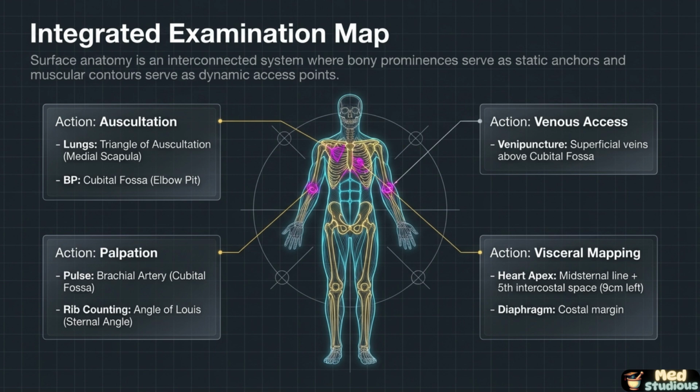For palpation, the brachial pulse is found in the cubital fossa, and rib counting always begins at the sternal angle, the angle of Louis. For venous access, the superficial veins just above the cubital fossa are the primary target for cannulation and blood draws. For visceral mapping, the cardiac apex is located at the 5th intercostal space, 9 centimeters to the left of the midsternal line, and the diaphragm is approximated by the costal margin. Every clinical action on the thorax and upper limb links back to a surface coordinate. Learn the map, and the examination becomes not just systematic, but intuitive.